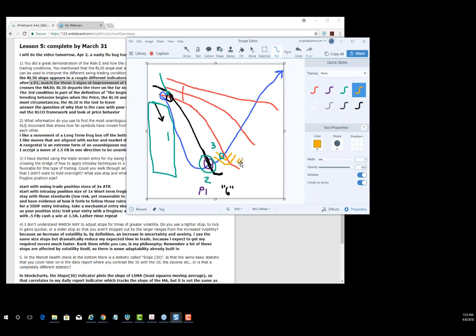Now, usually the fifth thing that happens, and the final thing that's needed for the owl pattern, is that the slope of the 30 now has started to roll up. So you get this little hook up. Okay?